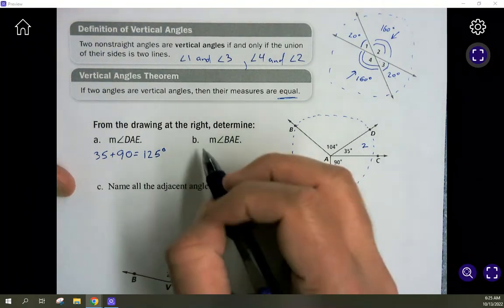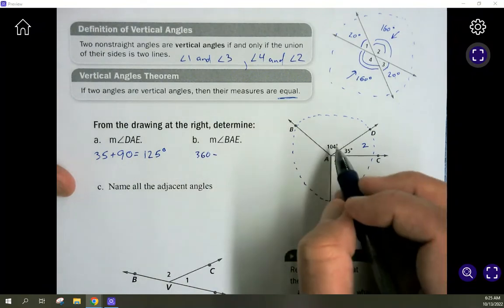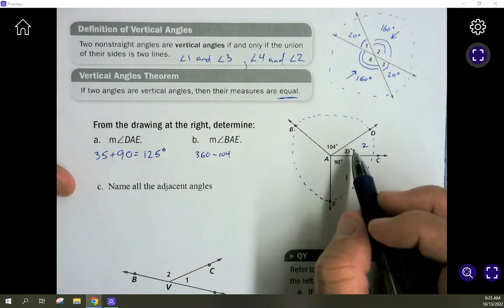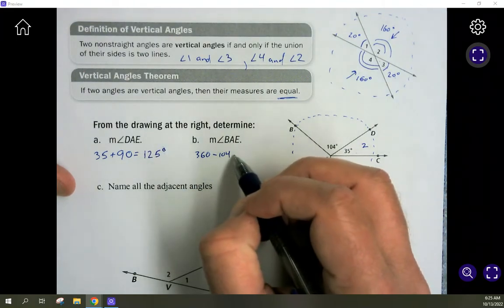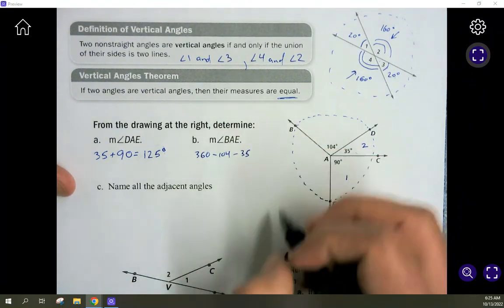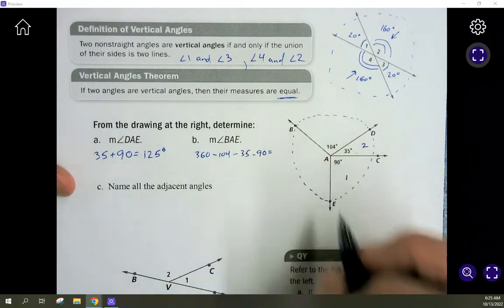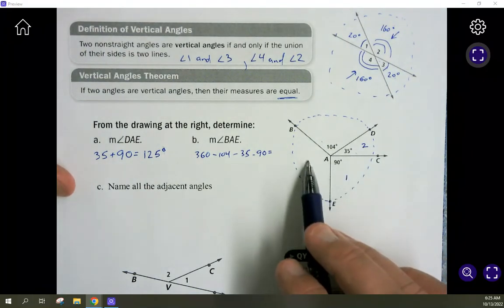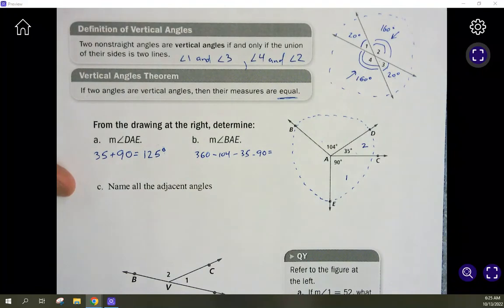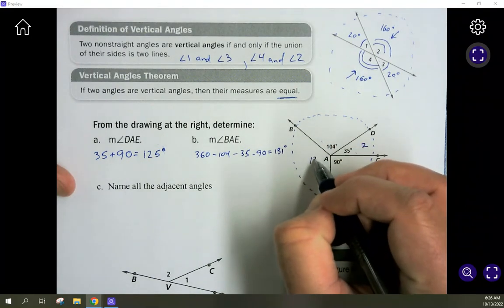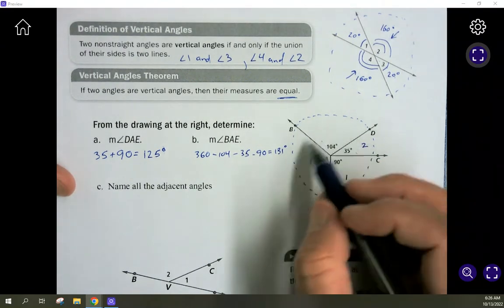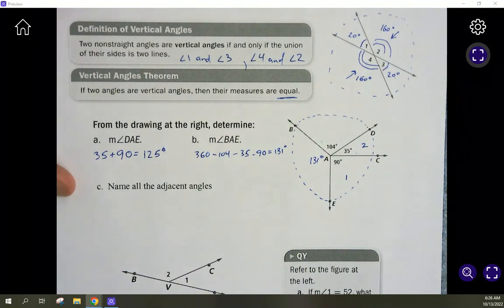So if I take 360 and I minus 104, and then I can do these individually, minus 35, minus 90, or I can combine them like I've already done and minus 125. But I'm going to go ahead and write them separately. So if you look back at your notes, you can see we're subtracting all of these pieces. Whatever's left is what's remaining here. So 360 minus 104 minus 35 minus 90 equals 131 degrees. This has to equal 131 degrees, so that all together we get 360.